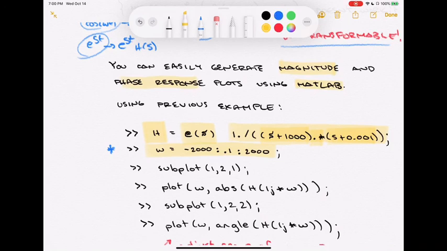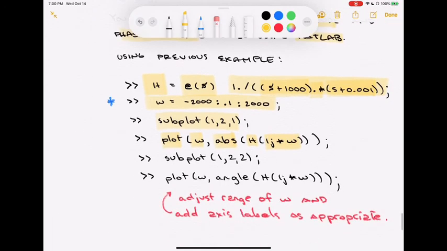Now I'm going to make two subplots. In the first subplot, I'm going to plot the frequency variable against the absolute value. This is the magnitude response of H evaluated when s equals j omega. That's it. That gives me the magnitude response. Switch over to the other subplot and do the same thing for the phase: plot the frequency variable against the angle of H, substituting s with j omega. So this one is the phase response, and this one is the magnitude response. Very easy to do. Set up an anonymous function, set up your frequency variable, and then directly substitute. We have already made the comment that you might have to adjust the range of omega depending on whether you did a good job of guessing to begin with. And you probably want to label axes and all that sort of stuff so it's a readable graph.